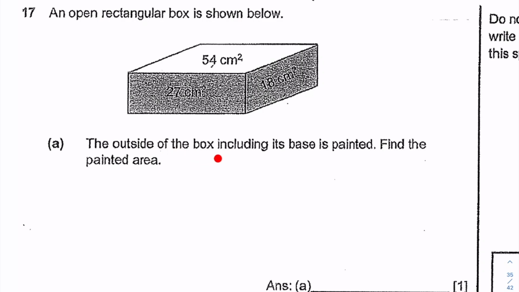Well, the outside of the box, including its base, is painted. Find the painted area. Well, we will have two 27s back and forth, two 18s left and right, and the bottom part, 54 square centimeters. And that's what we'll do. We'll add up two 27s, two 18s, and 54, getting us 144 square cm.